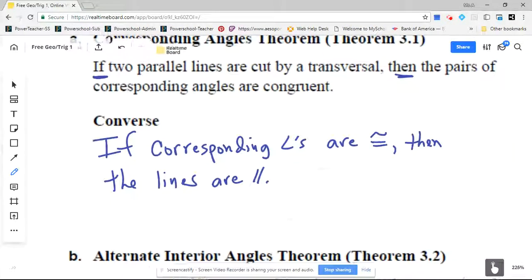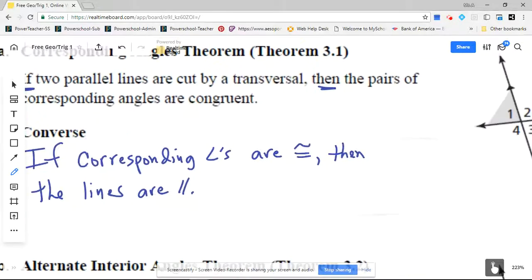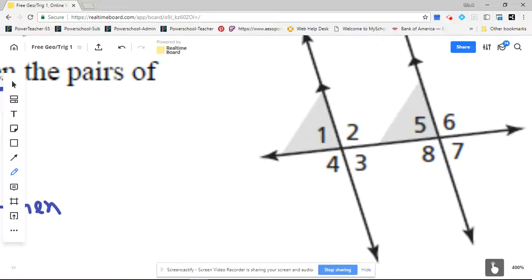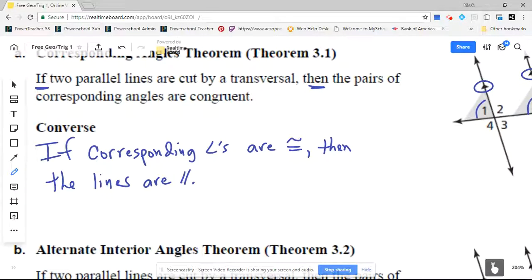Okay, so if you've got 2 corresponding angles that are equal, like this picture over here, if 1 and 5 are the same, the only way that happens is that means that these lines had to have been parallel. These angles cannot equal each other unless those lines are parallel. So if the angles are equal, yes, the lines are then parallel. Okay, that has to happen. That is a true statement.